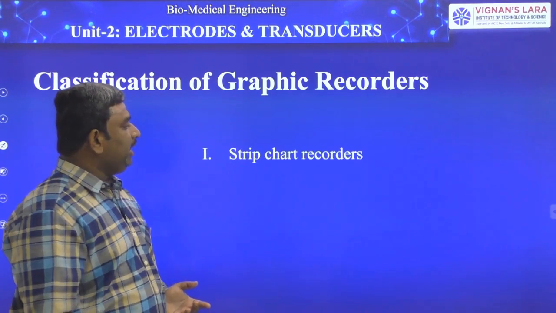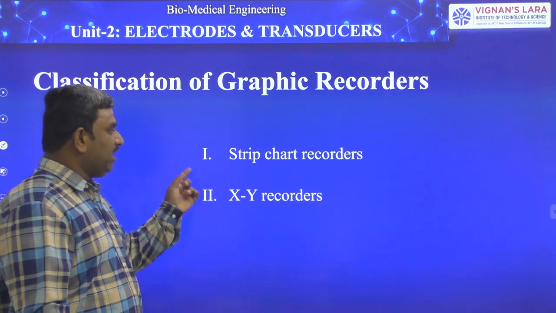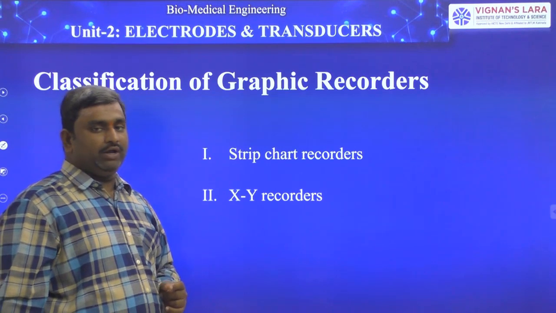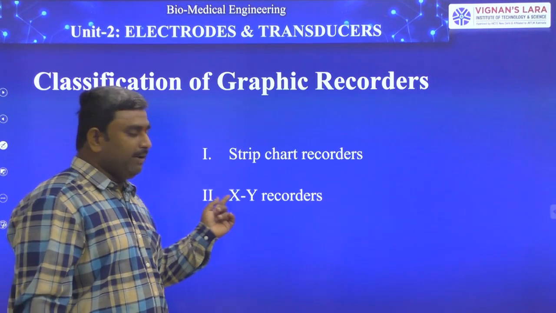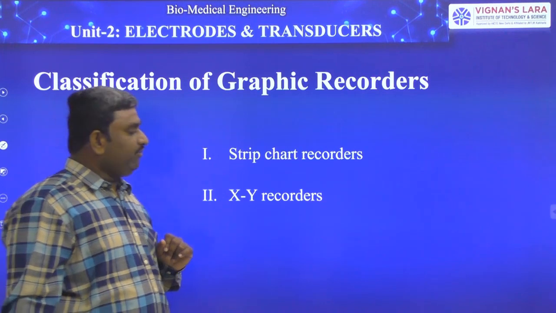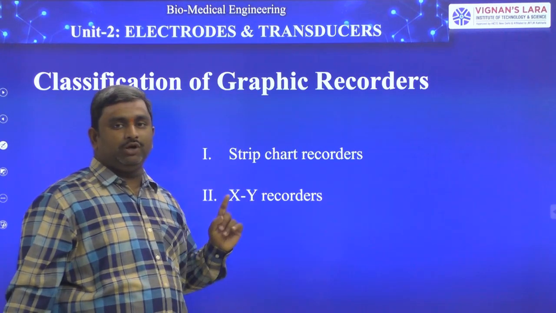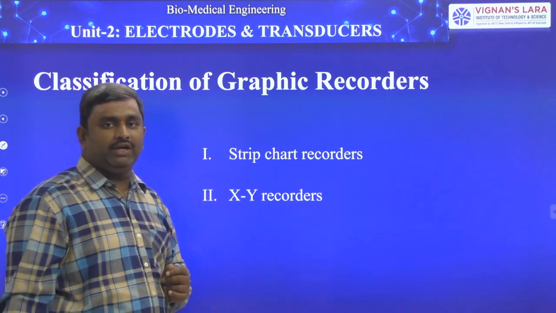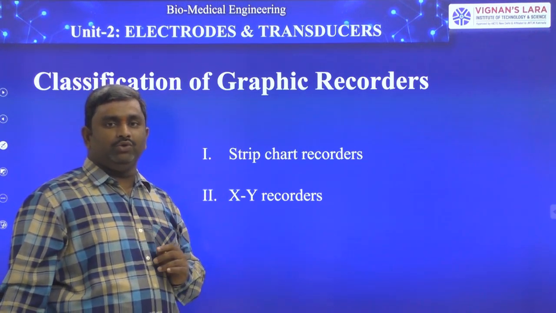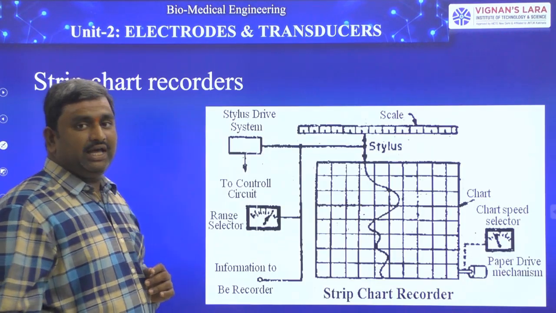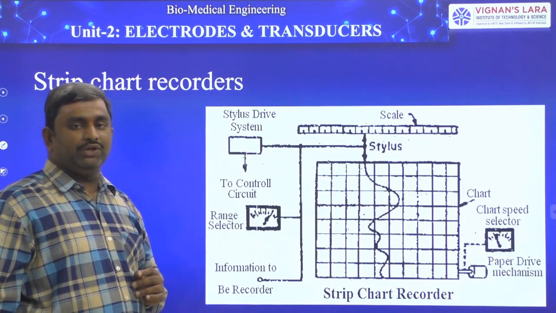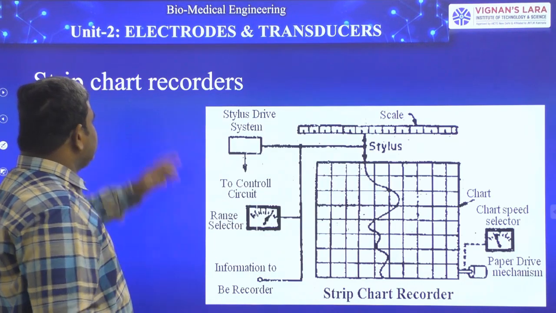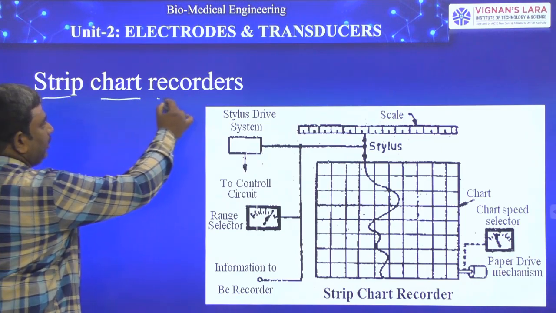There are two types of graphic recorders available. The first one is the strip chart recorder. The second one is the XY recorder. In our syllabus we have strip chart recorders, but I will discuss both concepts in this video lecture. These are the two recorders presently used on the biomedical side. Now, this is an example block diagram, or circuit diagram, of the strip chart recorder. Now we are discussing the strip chart recorder.